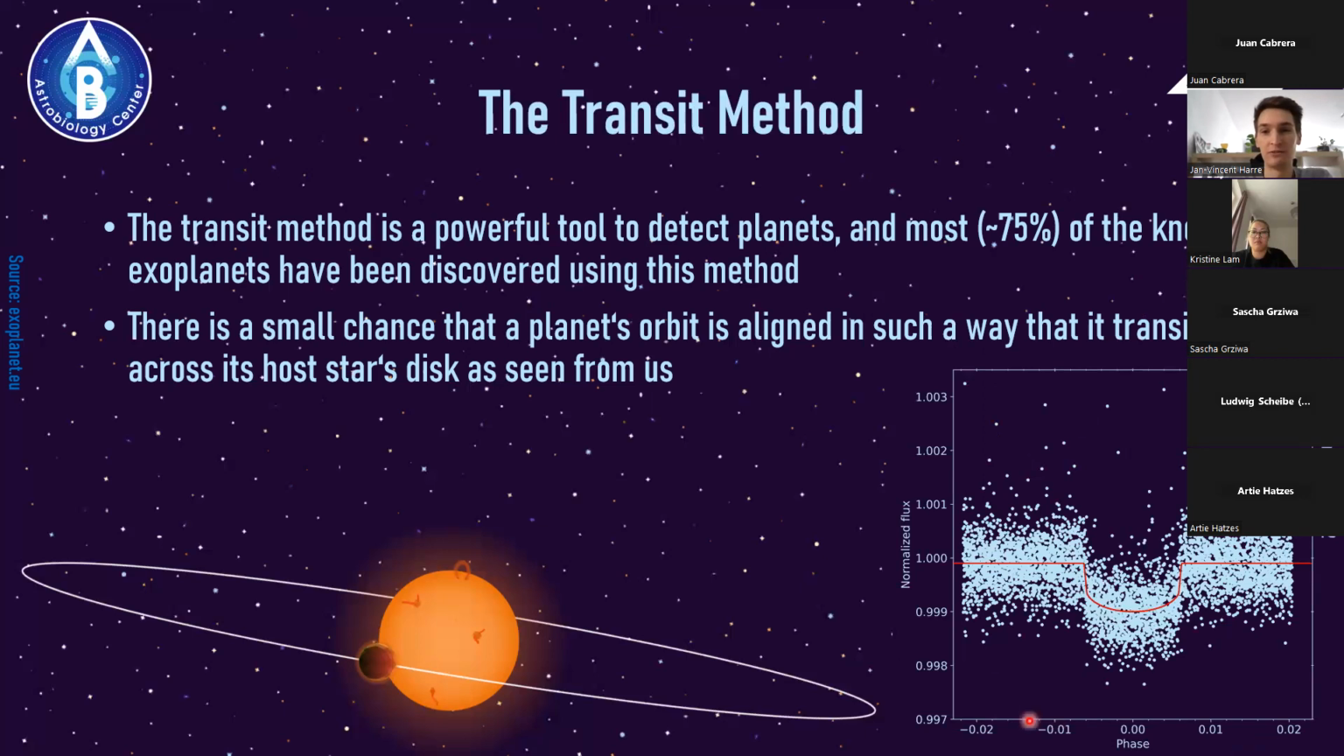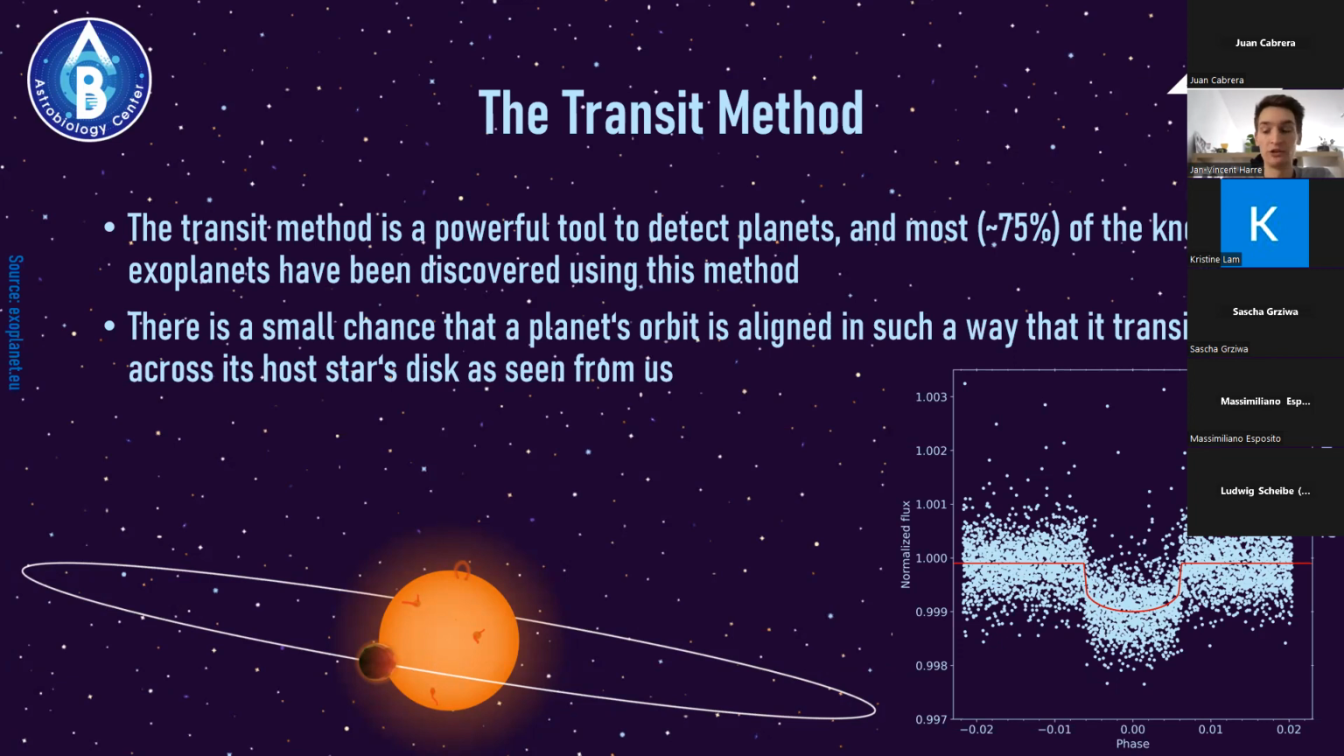So what we see here in the bottom right is a light curve, as it's called. On the y-axis, we can see the normalized flux. On the x-axis, we can see the orbital phase. And so we have it normalized to 1, basically. And when the planet starts to move in front of the stellar disk, then we will get this nice dip in the light curve, meaning that the brightness is decreasing because part of the stellar disk is blocked by the planet.